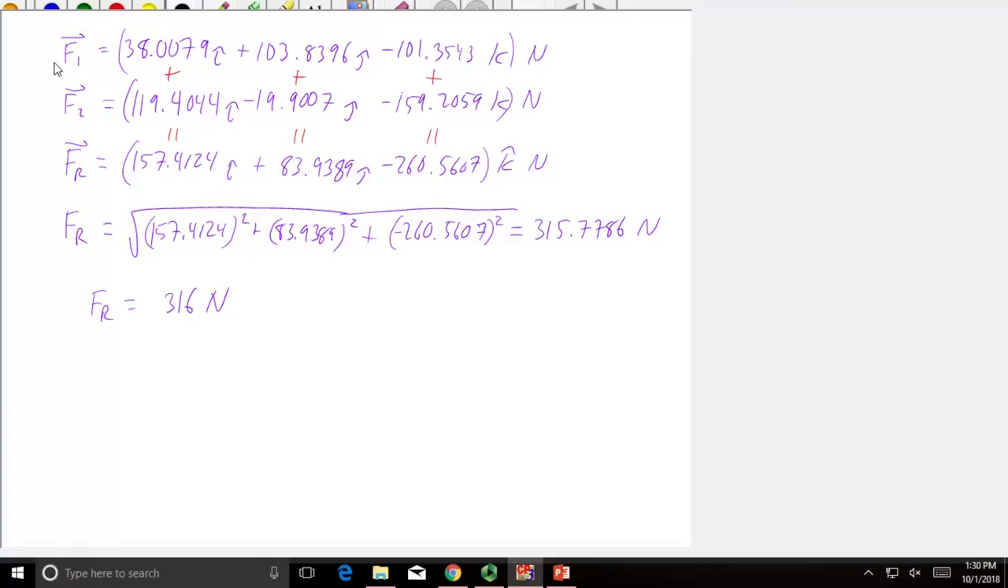So once you find F1 and F2, all of that work that we put into that was just to find F1 and F2. After that, it's the easy part. F1 plus F2 equals FR. You add the I's, you add the J's, you add the K's, you get your FR. Then you find the magnitude. There's one more step. What do I need to do now? Angles, coordinate direction angles. And do I need to draw some pictures of those, or how do I find those? We have an equation, right? So what's the equation for alpha?